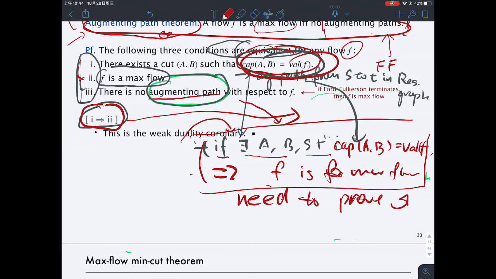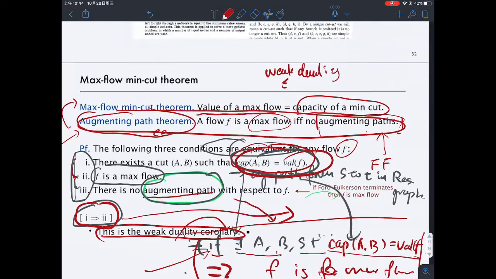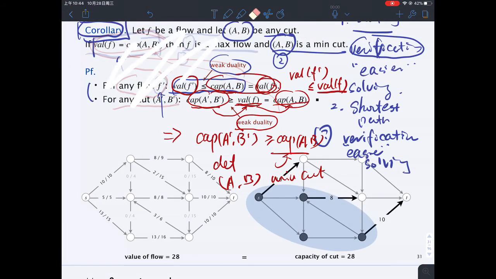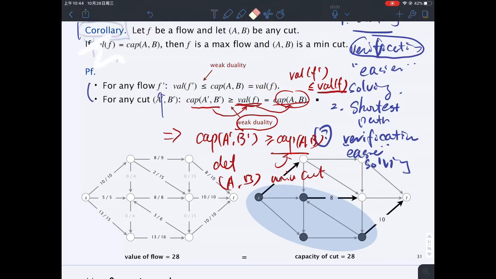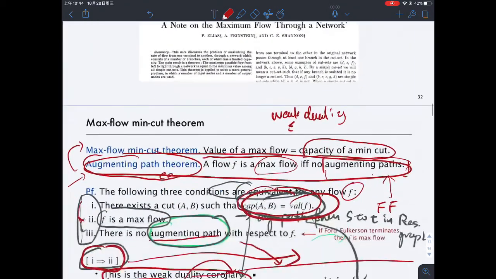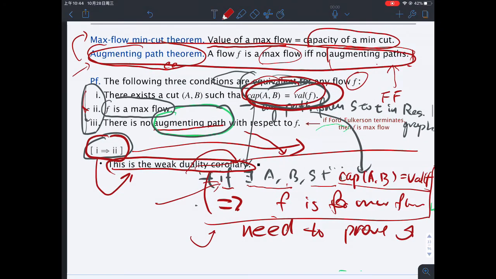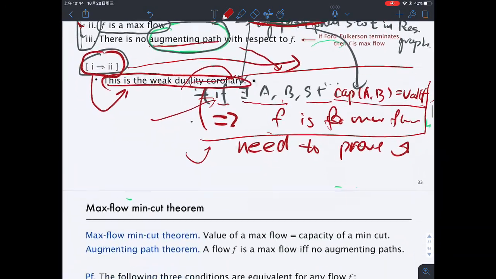The lecture slides really just say that in order to prove this, it's really just the weak duality. So if there exist A and B such that the capacity of A and B is equal to the value of F, that's exactly the weak duality we were talking about. Weak duality is the corollary, and the corollary exactly says that if there exists an A and B such that the value equals the capacity of A and B, then F is a max flow. So basically, 1 implies 2 is just a repetition of the weak duality corollary.